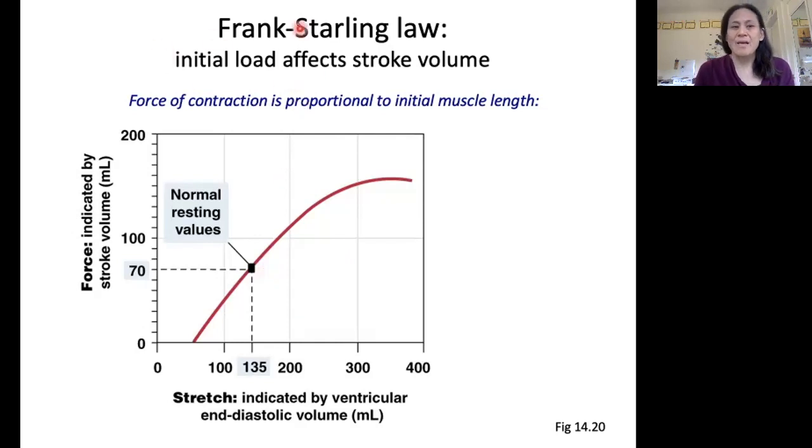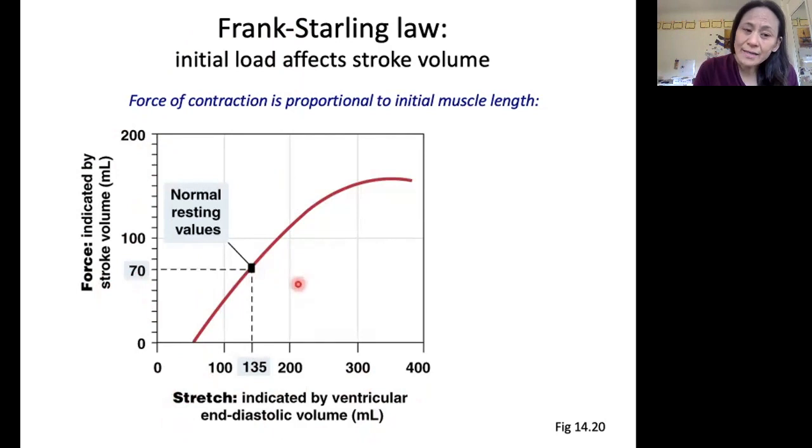Okay, so the first factor that I'm going to talk about that affects stroke volume is what we call initial load. To take a look at this phenomenon, we're going to look at this graph here. What is being illustrated on the x-axis is end diastolic volume, so the amount of blood that's in your ventricles before you contract. On the y-axis is stroke volume, the amount that gets pumped out when you contract.